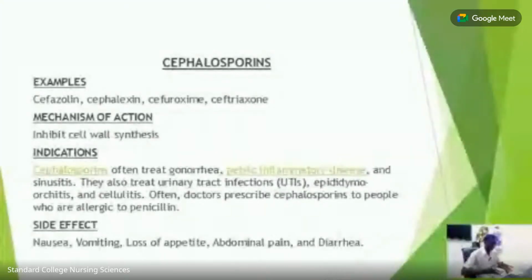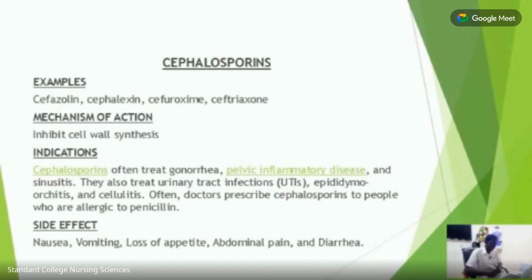Then general side effects of cephalosporins, we have nausea, vomiting, loss of appetite, abdominal pain, and diarrhea. These are the common side effects you see after you administer drugs that belong to the class of cephalosporins. Let me repeat the side effects: nausea, vomiting, loss of appetite, abdominal pain, and also diarrhea.